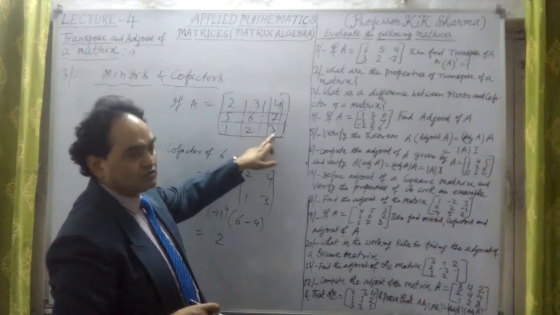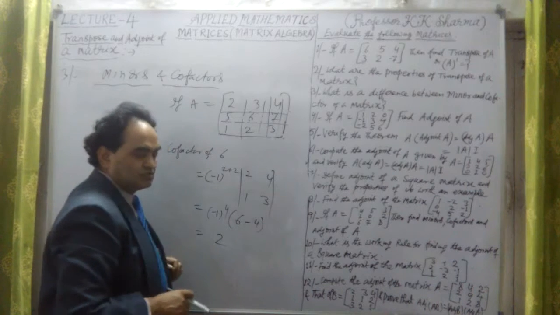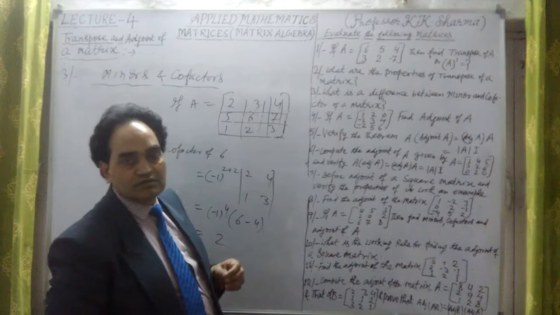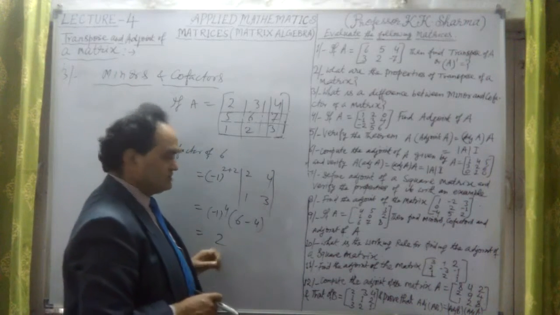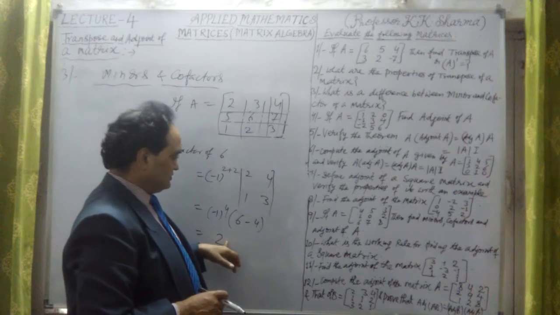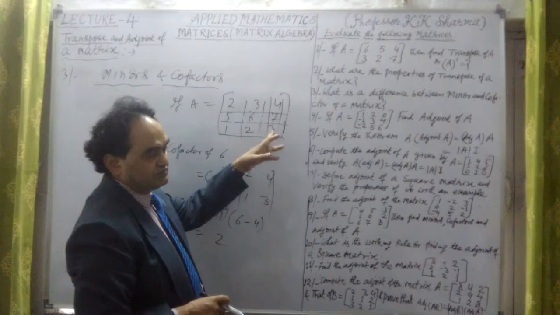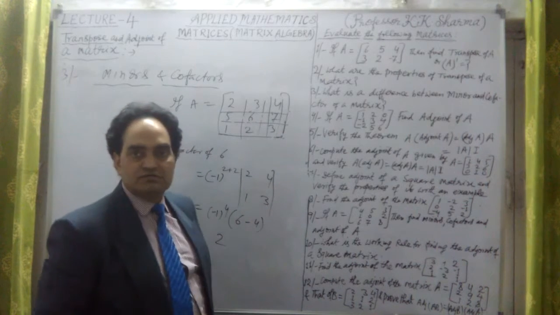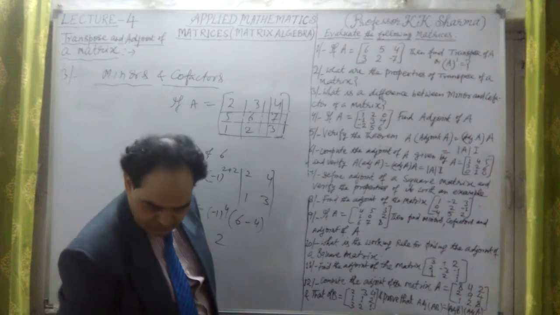So the cofactor of 3 is minus 3 only, because minus 1 to the power 6 is 3 plus 3, 6, which is an even number. So minus 1 to the power 6 is positive, plus this, so it was minus 3. So the negative sign will remain. If it is negative into negative, then it will be positive. In this way we calculate cofactors.